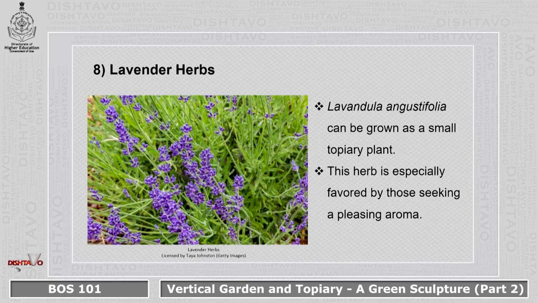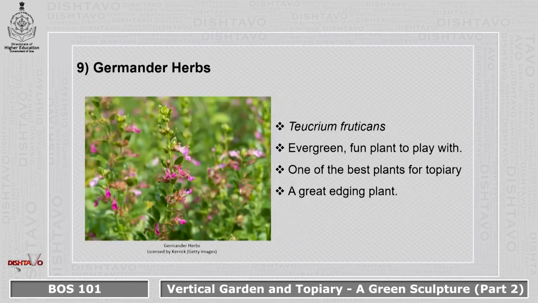Lavender herbs. Now Lavandula angustifolia. This can be grown as a small topiary plant. Once again, we have so many plants which can be used as small topiary plants. Now the specialty of lavender herbs is it is favored, especially if you want pleasing aroma in your garden or around your house, because it gives a pleasing lavender type of aroma.